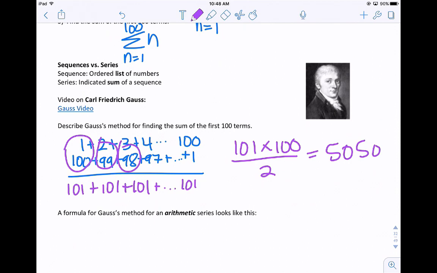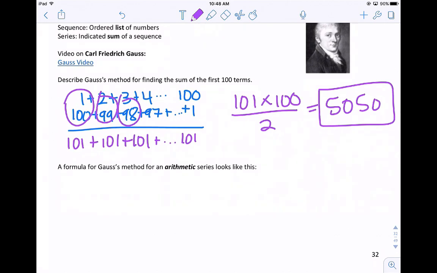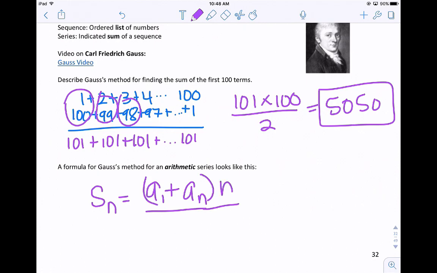A formula for Gauss's method. Here it is. To find the sum of any number of terms, like the first 100 or so on. You take your first term, like 1. You take your last term, like 100. Multiply by how many terms there are. So here it's like adding them up. First term plus last term was 101. And then we multiplied by how many there were, 100 terms, so that's times n, divide by 2. Okay, so there's what that formula looks like. First term plus last term times number of terms, divide by 2. That is essentially what Gauss did right there.